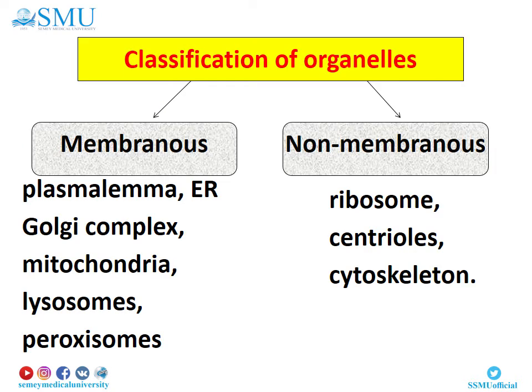Classification of organelles. Organelles are classified depending on presence or absence of membrane, so they can be divided into membranous and non-membranous. To membranous organelles are related plasma lemma, endoplasmic reticulum, Golgi complex, mitochondria, lysosomes, and peroxisomes. Non-membranous organelles are ribosomes, centrioles, cytoskeleton.